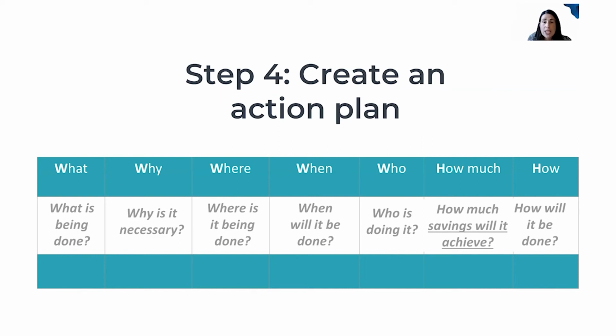Who is doing it? Here, the preference is you put the name of only one person rather than a group or 2 or 3 people to make sure there's clear accountability. How much? Here I tailored the section a bit. I put how much savings will it achieve? By canceling the subscription, how much savings do you expect to achieve?